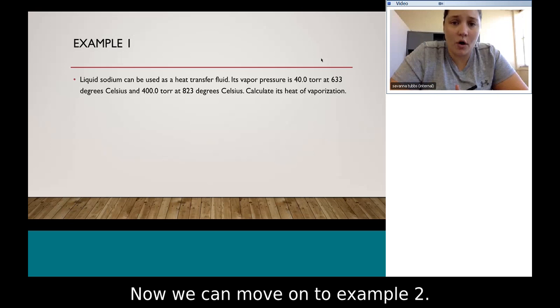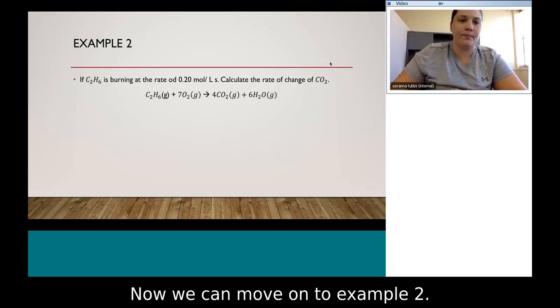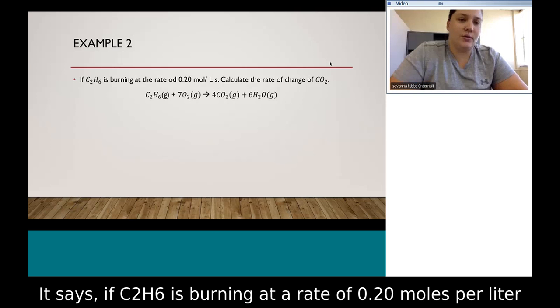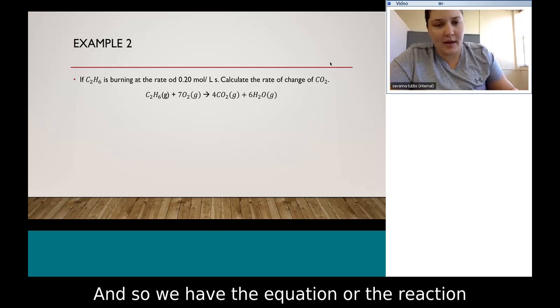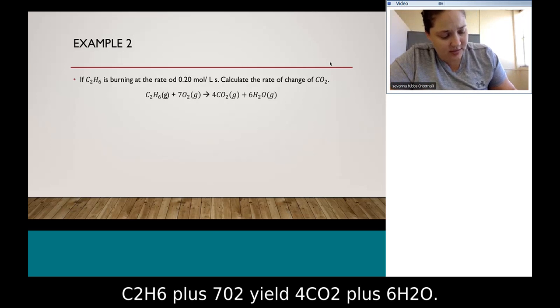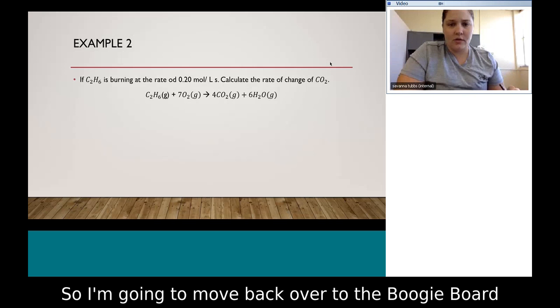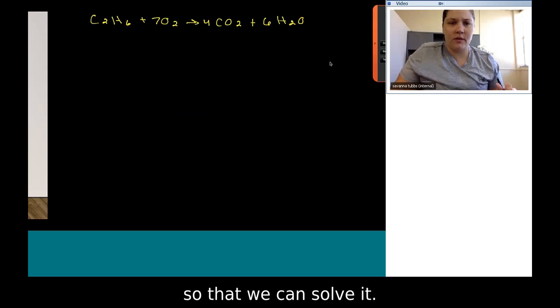All right, now we can move on to example 2. It says, if C2H6 is burning at a rate of 0.20 moles per liter second, calculate the rate of change of CO2. And so we have the reaction C2H6 plus 7O2 yields 4CO2 plus 6H2O. So I'm going to move back over to the boogie board so that we can solve it.